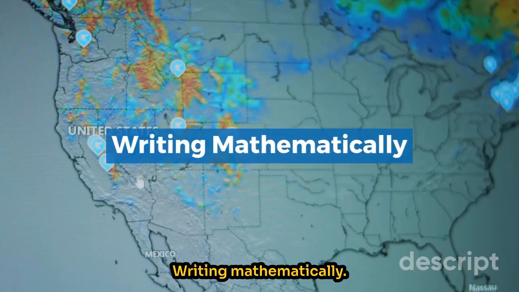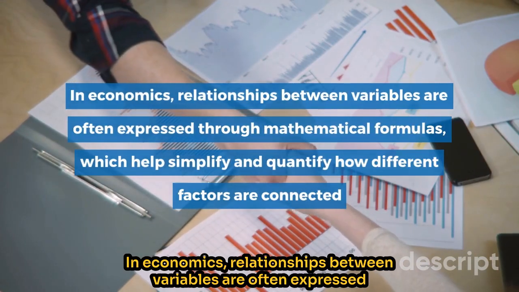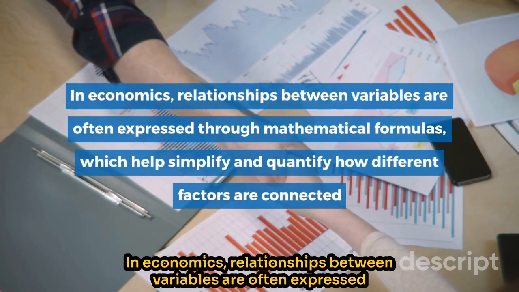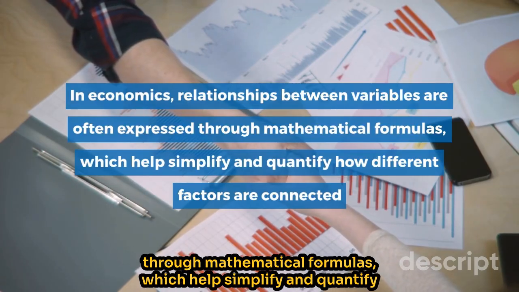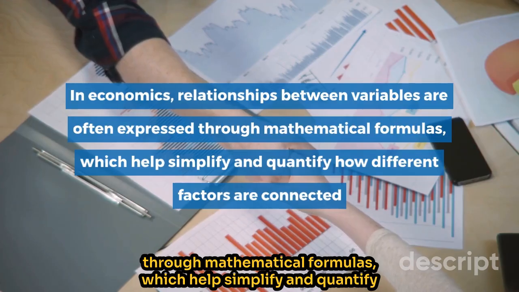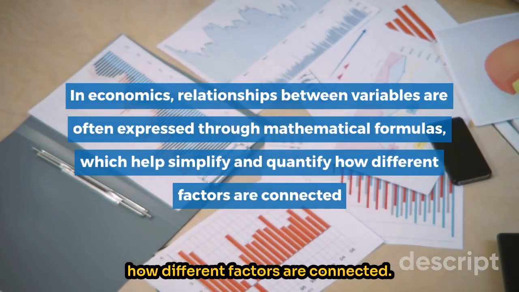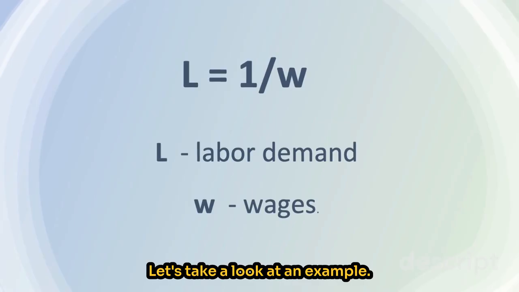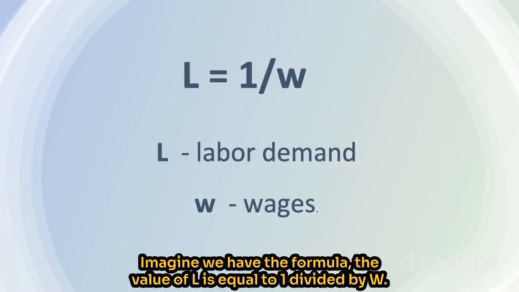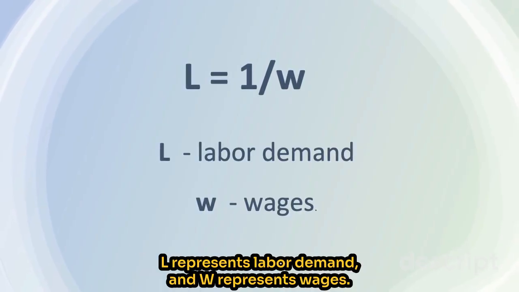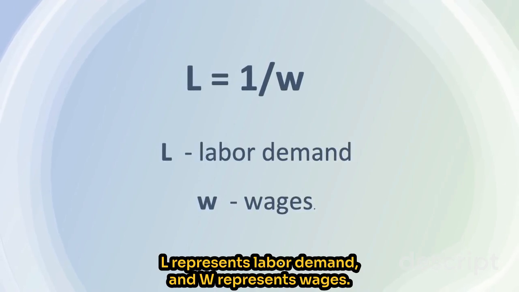Writing mathematically. In economics, relationships between variables are often expressed through mathematical formulas, which help simplify and quantify how different factors are connected. Let's take a look at an example. Imagine we have the formula. The value of L is equal to 1 divided by W. L represents labor demand, and W represents wages.